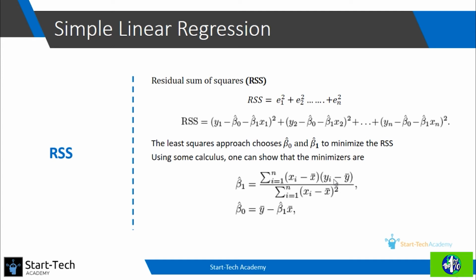Similarly, for beta 0, it is the mean value of y minus beta 1 cap times the mean value of x. So we have the mean value of x and the mean value of y. We first need to calculate the beta 1 value. When we put the beta 1 value in this formula, we will get the beta 0 value. So using these formulas for simple linear regression, you can get the beta 0 and beta 1 values.